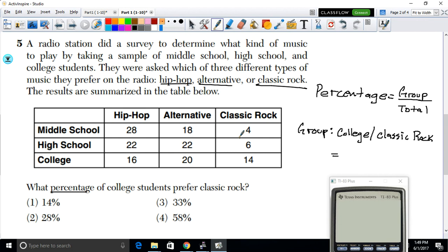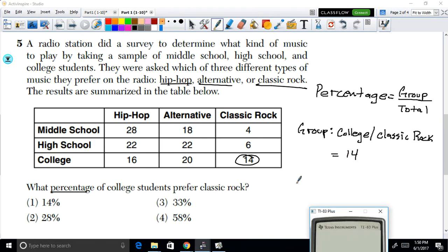Well, let's look at this two-way frequency table. This row talks about college students. But more specifically, right here, 14. 14 are those college students who like classic rock. So at least for the group, we got 14, because we want to find the percentage of college students who prefer classic rock. So we know that there's 14 students who are college and prefer classic rock.